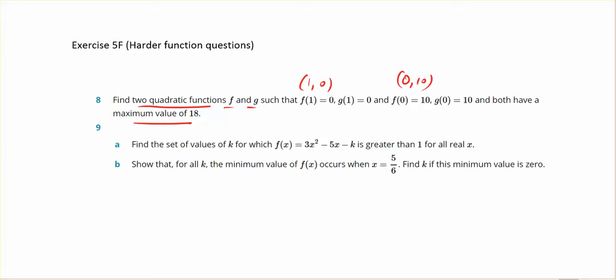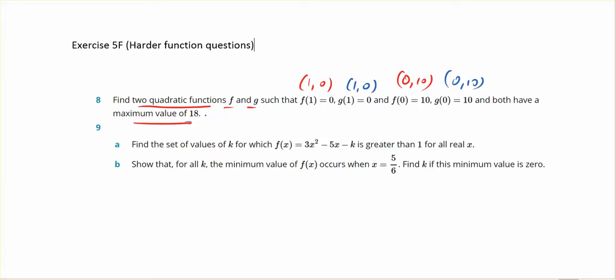Okay, we have another function g, such that it's another quadratic. It has an x-intercept of (1, 0), and it has a y-intercept of (0, 10). And it also has a maximum value of 18. So what makes f and g different? Well, I'm guessing there are two different possible graphs that you can have for an x-intercept of (1, 0), a y-intercept of (0, 10) and a maximum value of 18.